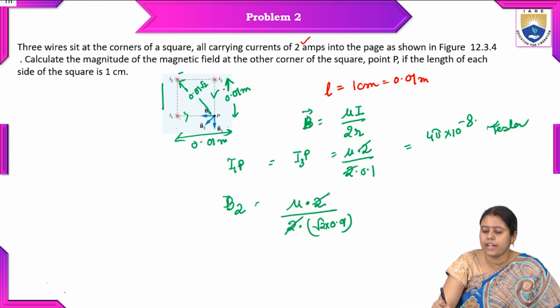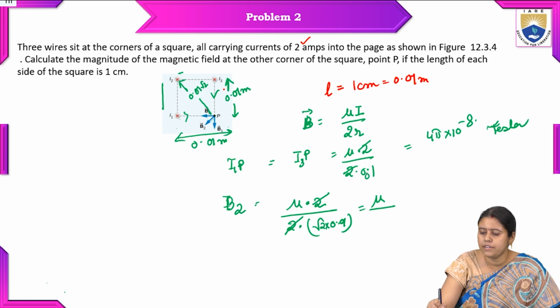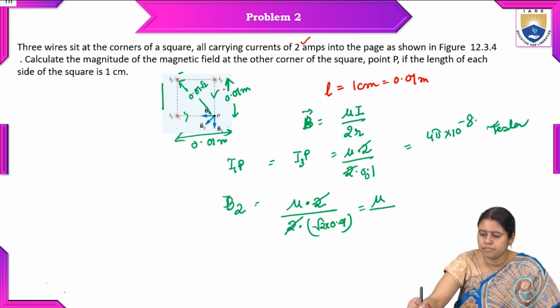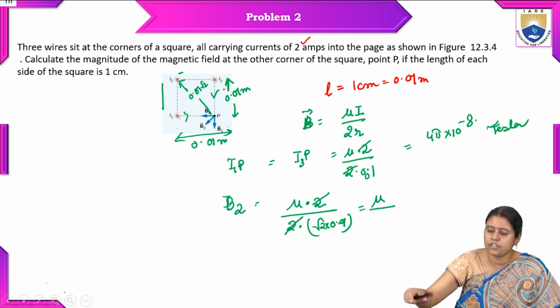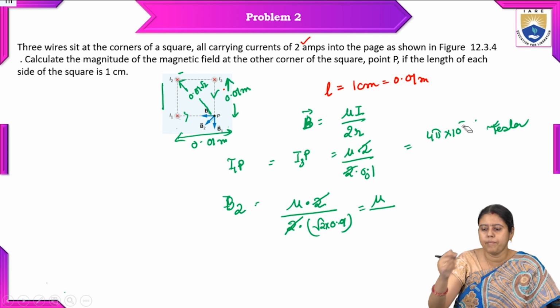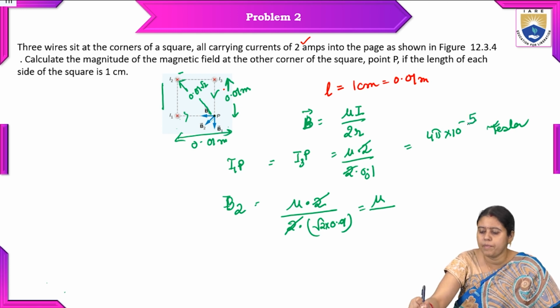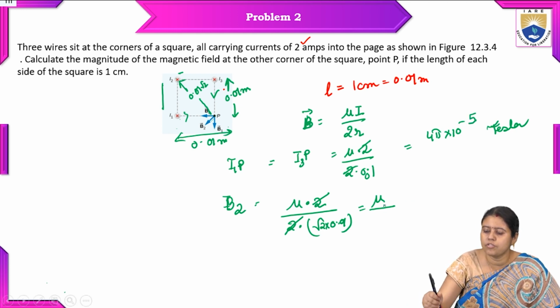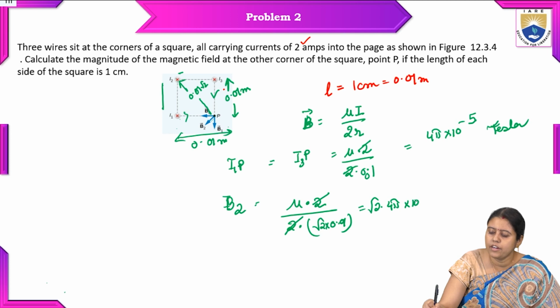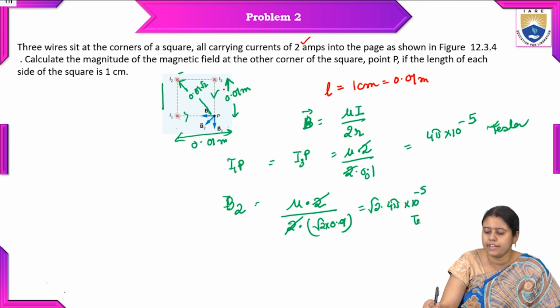Here also the 2 cancels out. So we can write mu by 0.01. So mu is equal to 4 pi into 10 to the power minus 7, so it is 10 to the power minus 5. Here also we get 4 pi root 2 into 10 to the power minus 5 Tesla.